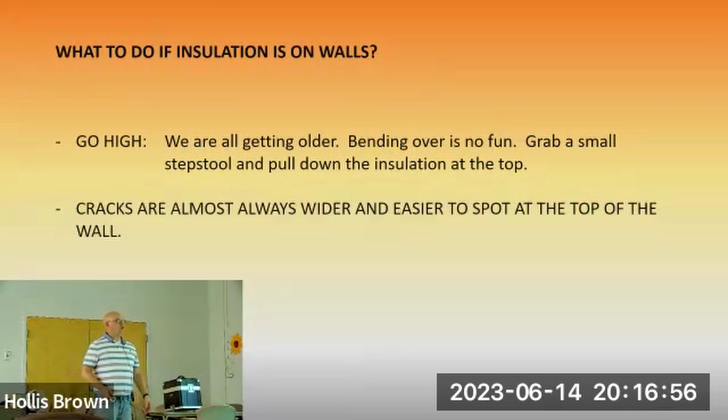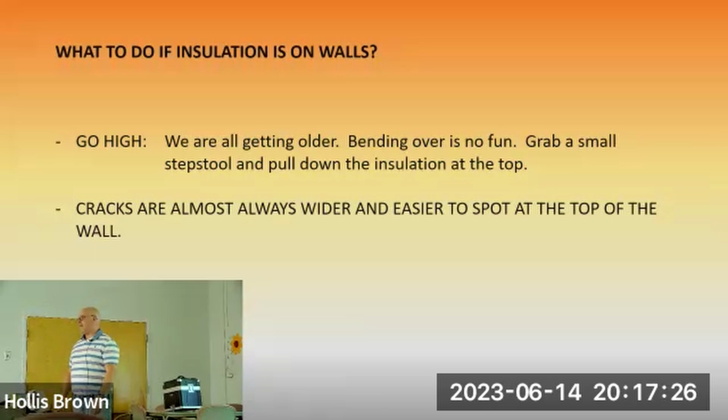Cracks are almost wider and easier to spot at the top of the wall. I don't have any definitive reason why they are wider. My guess is, and correct me if I'm wrong, if anybody else knows the answer, that at the bottom the wall is pinned to the footer. It can't move as much. At the top, it can move and shrink and pull away a little. That's the only theory I can come up with as to why the cracks are wider at the top.